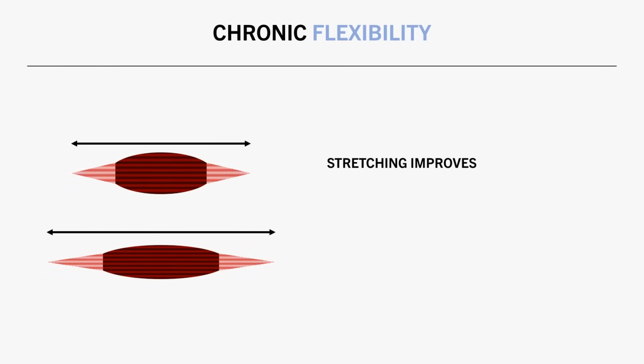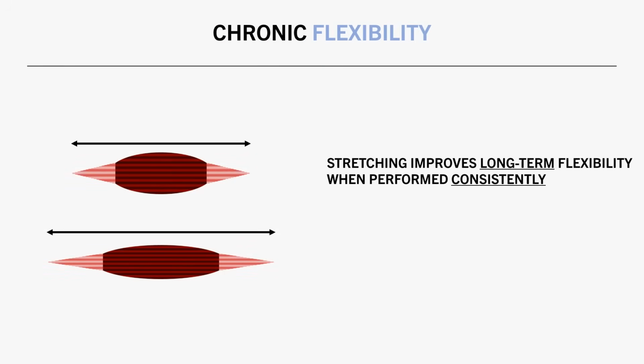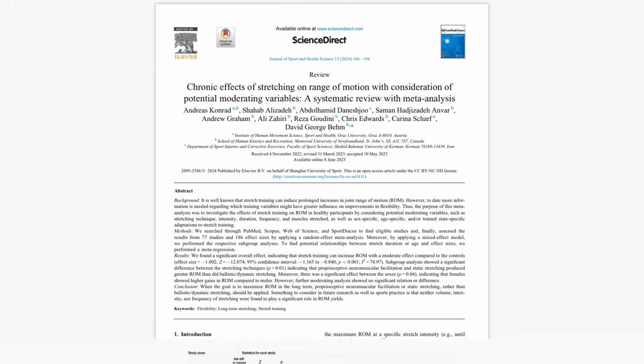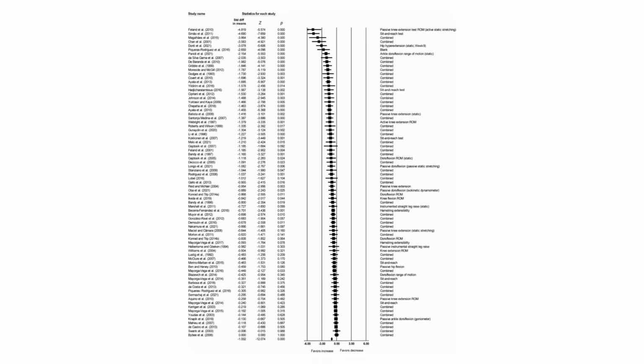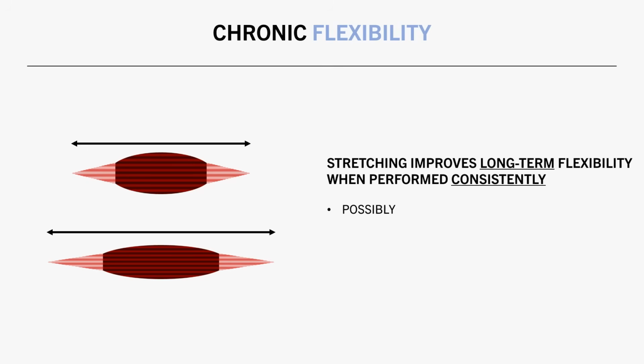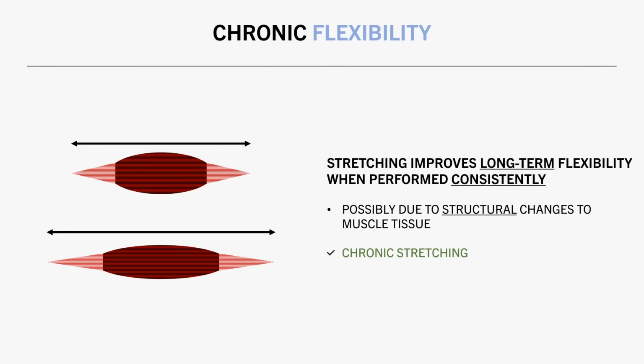flexibility? Well, similar to the acute effects, consistent stretching also seems to improve range of motion from a long-term perspective. This meta-analysis found that chronic stretching routines have a moderate positive benefit for increasing range of motion. But unlike the acute effects, these improvements may be due to structural changes to the muscle tissue rather than neuromuscular mechanisms. We typically observe increases in the physical length of muscle tissue after consistent multi-week stretching.